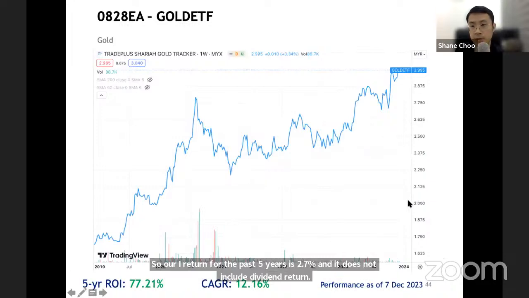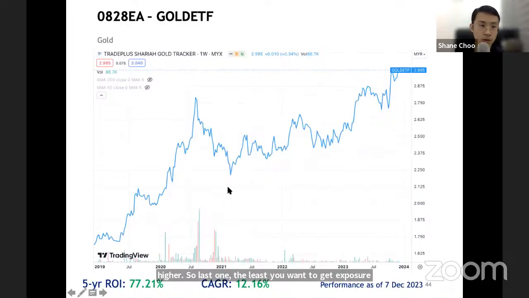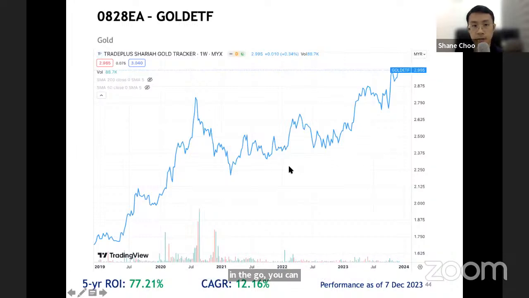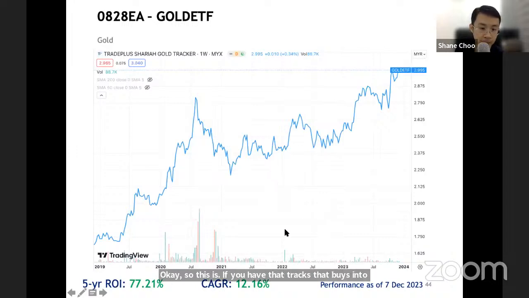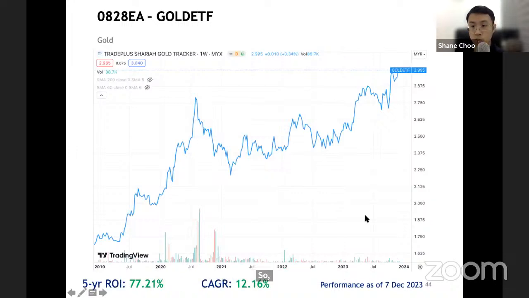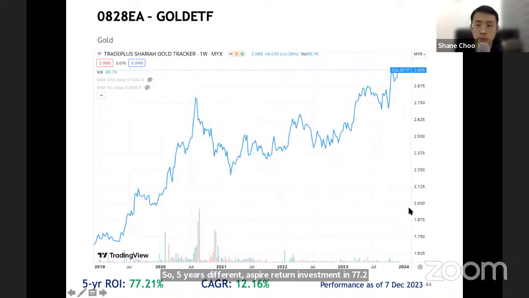Last but not least, if you want to get exposure into gold, you can consider this Trade Plus Sharia Gold Tracker. This is an ETF that buys into physical gold. It's backed by physical gold. The 5-year return on investment is 77.21%, and compound annual growth is 12.16%. It is issued by Aham Asset Management. So this is some ETF that you can consider. Of course, there are also other ETFs that you can consider to help you build a global portfolio.